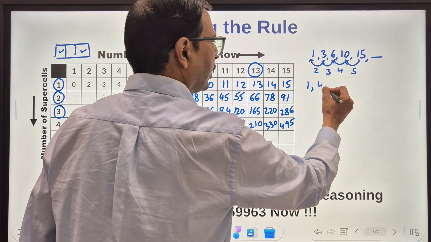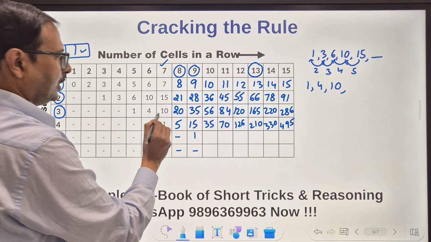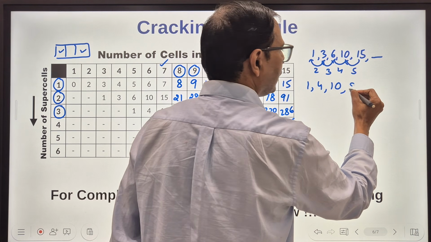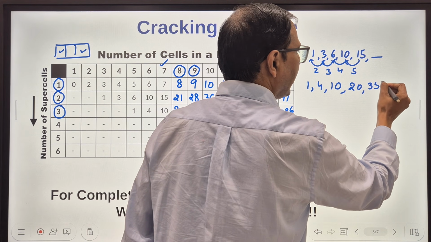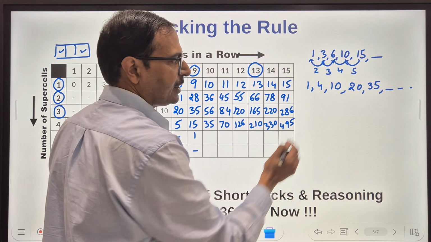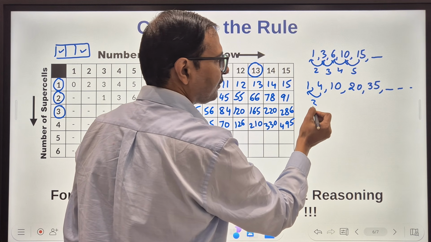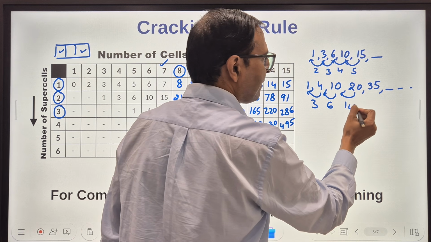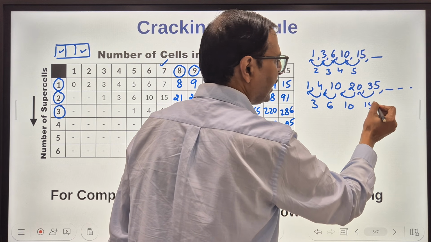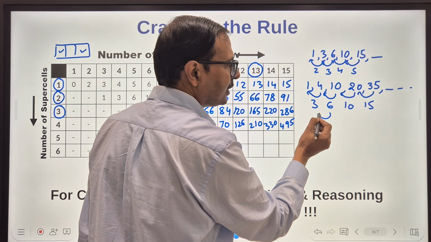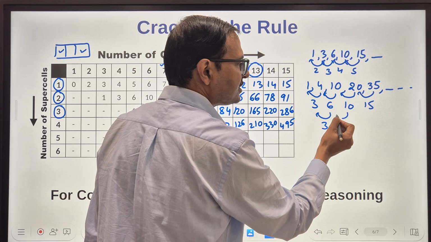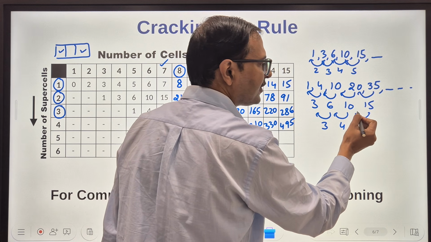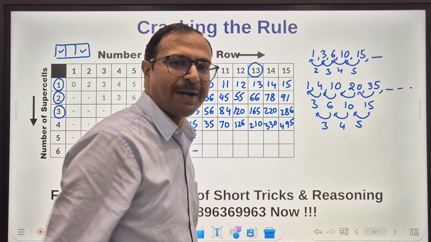1, 4, 10, 20, 35. So what did I observe to get the next numbers? The difference here is 3. The difference here is 6. The difference here is 10. The difference here is 15. Take the difference once more. This difference is 3. This difference is 4. This difference is 5. Now can you observe the pattern?